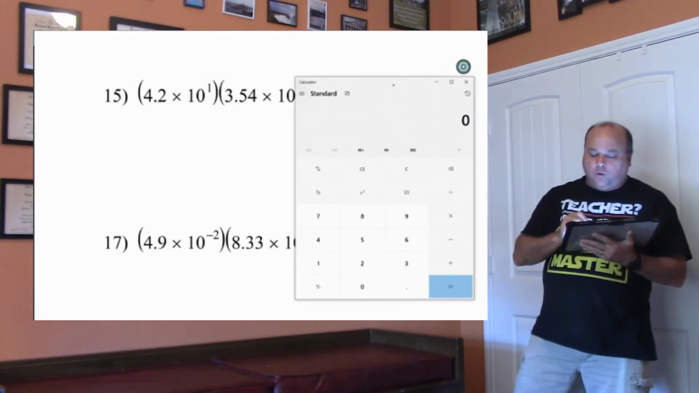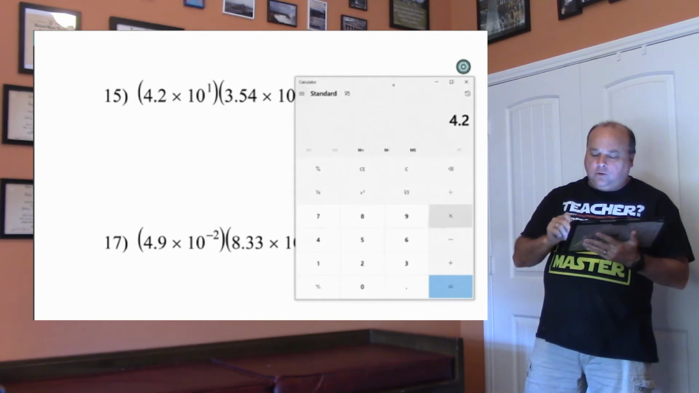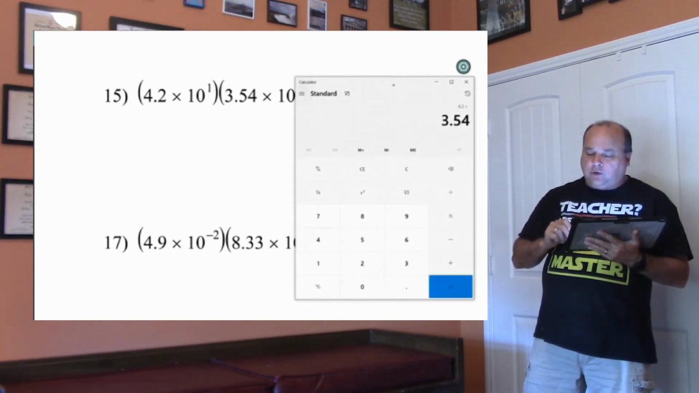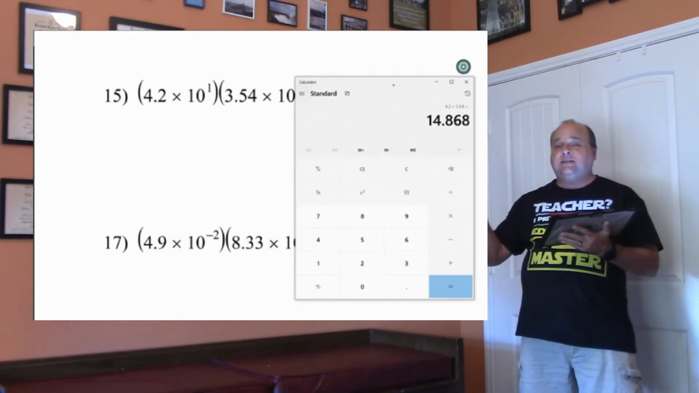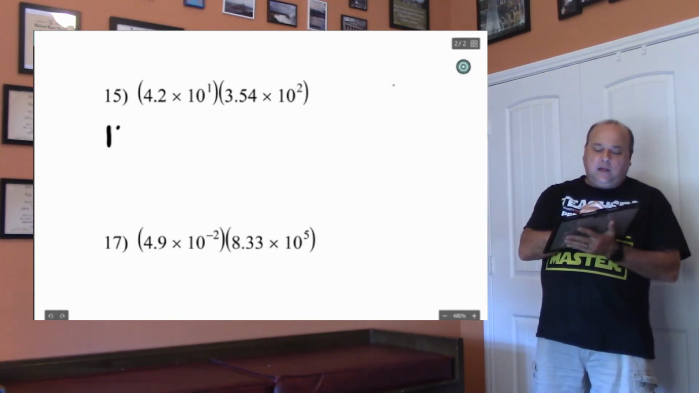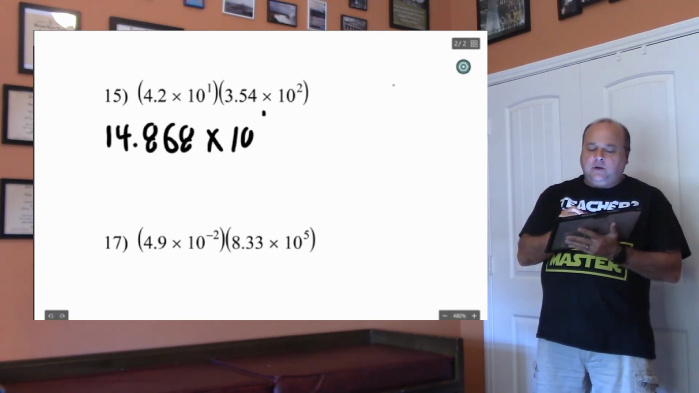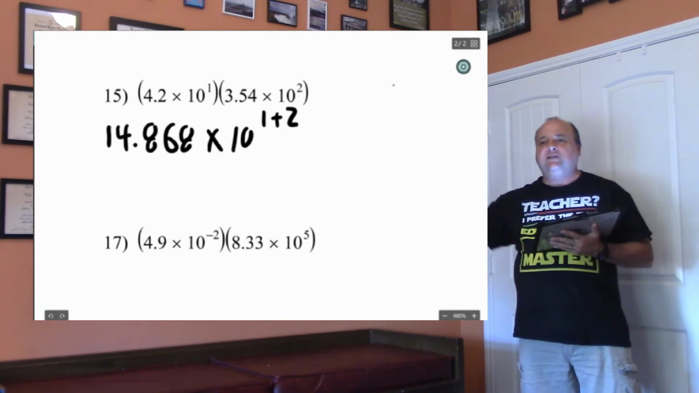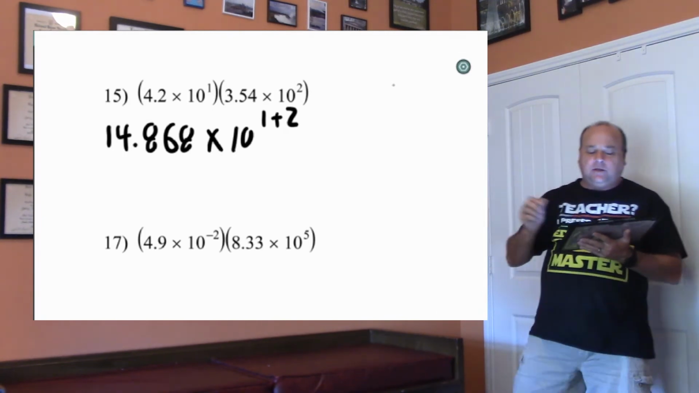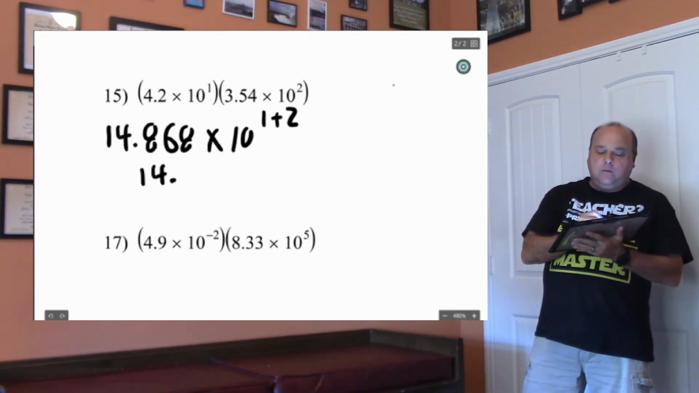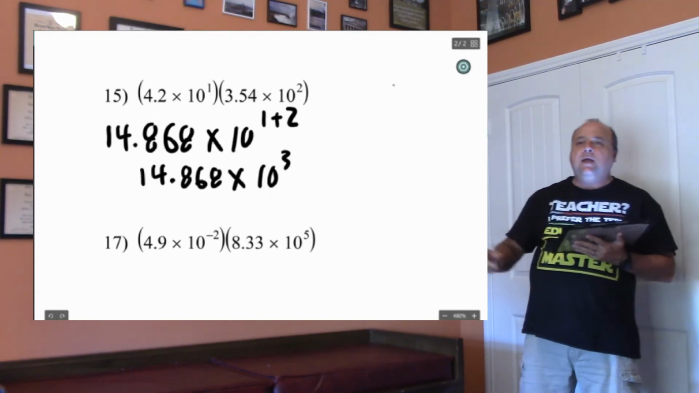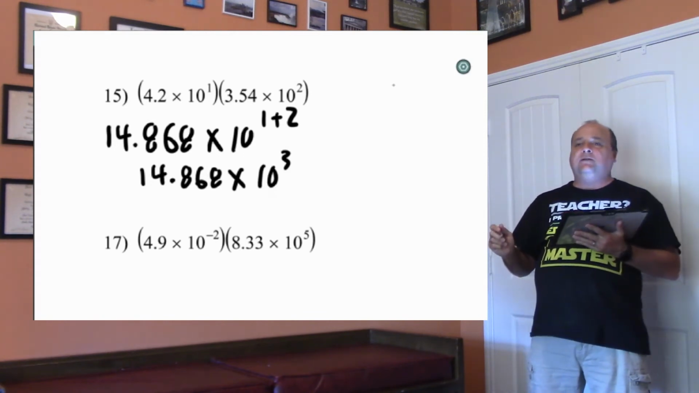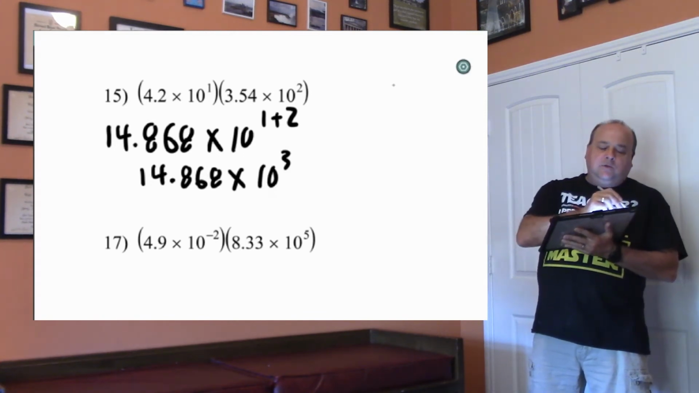Okay, so we need to do 4.2 times 3.54. 4.2 times 3.54 is 14.868. So I'm going to write down 14.868 times 10, and I'm going to do 1 plus 2 on it. Since I'm multiplying, I'm going to add my exponents. So I'm going to get 14.868 times 10 to the 3. Now that my decimal is not in the right space, is it? Okay, so this is what happens.